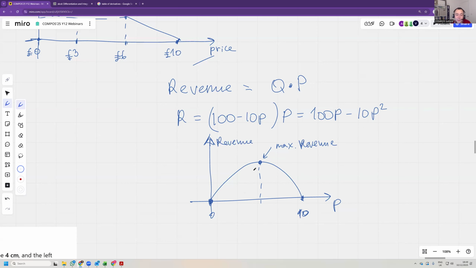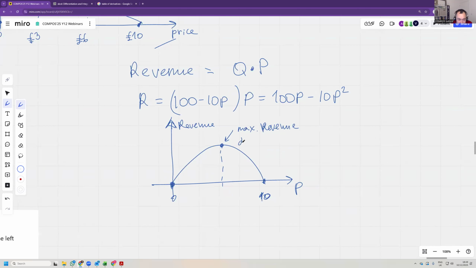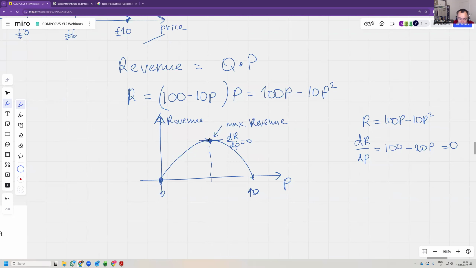You're looking for the point where the derivative dR/dp is 0. So you take your revenue equals 100p minus 10p squared, and you find the derivative of revenue by price, and that gives you 100 minus 20p, and we need to find where it's equal to 0 because that's the maximum value. And then 100 equals 20p. p is 5. So your price has to be 5 in order to reach maximal revenue.